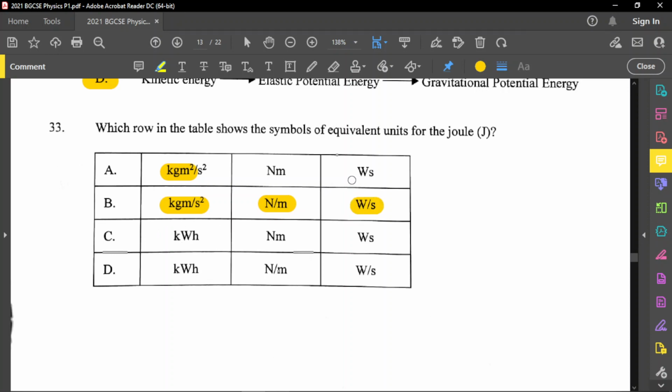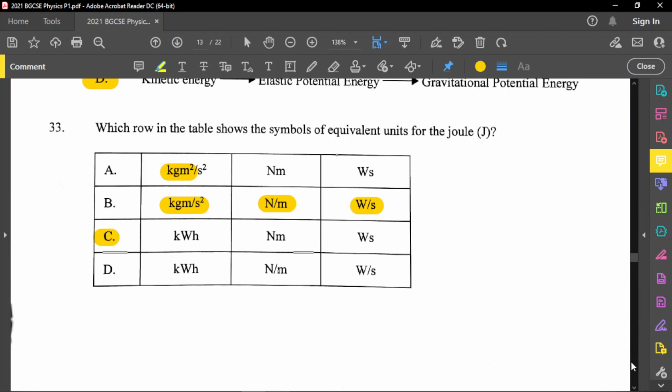But watt second is also energy, right? Remember that power times time is energy. Kilowatt hour is correct, Newton meter is correct, watt second is correct. Kilowatt hour is a larger unit of watt second, and that's how we actually measure electricity: kilowatts and hours. So they are the same thing, and they are correct. What is wrong here is Newton per meter and watt per second. So the correct answer here has to be C.